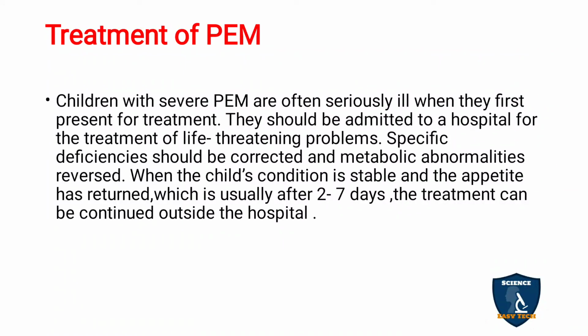Children with severe protein energy malnutrition are often seriously ill, so they should be admitted into the hospital for the treatment of life-threatening problems. Specific deficiencies should be corrected and metabolic abnormalities also should be corrected. When the child's condition is stable and the appetite has returned, within 2 to 7 days the child's condition will improve. That treatment can be continued even outside the hospital after a week of treatment in hospital.